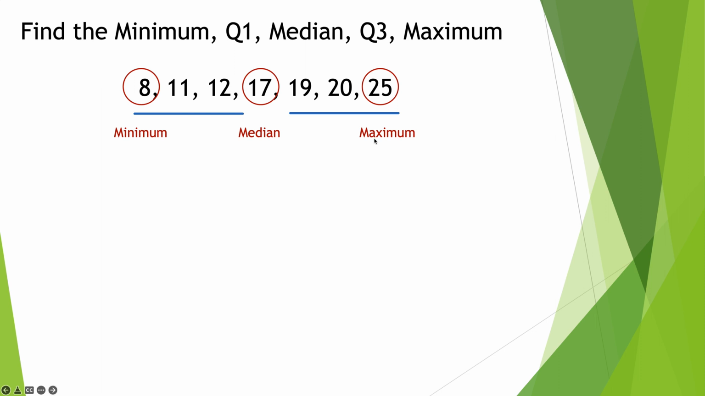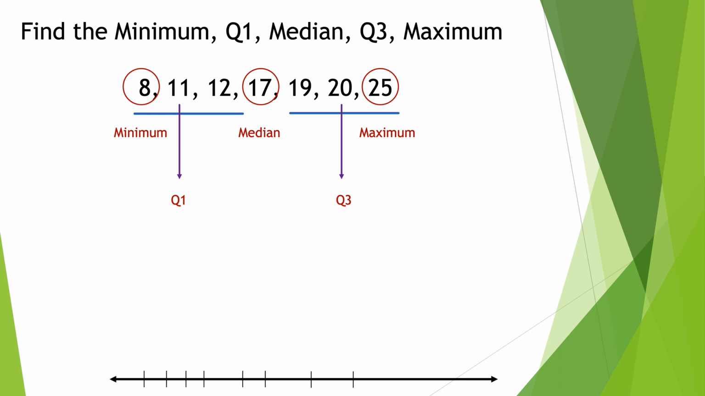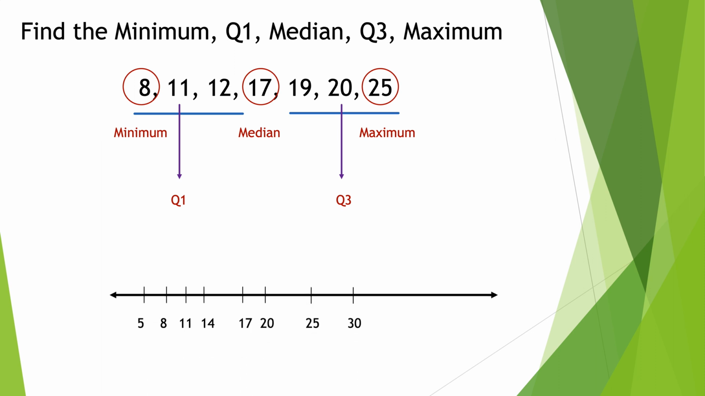Remember, the median divides it into 2 halves. Those are, above the blue lines, those are the 2 halves. Now I need to find the median of each of those groups of 3. Well, on the lower group, the median, being the one in the middle, is 11, and in the upper group, it's the 20. And those constitute the first and third quartiles, which I can then graph.